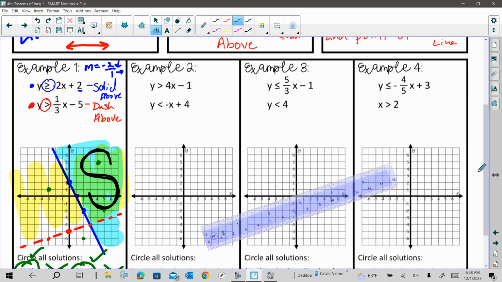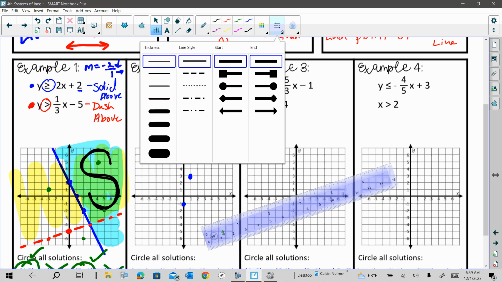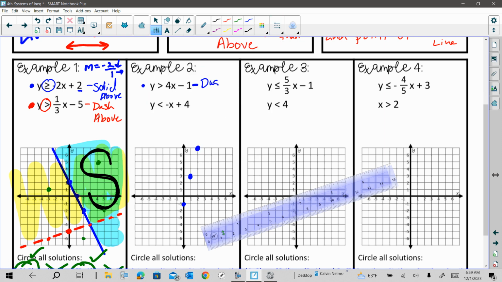Now on example 2 here, we're going to start with y is greater than 4x minus 1. So we're going to start with the -1 on the y-axis as your y-intercept, and our slope is 4. So that means I have to count up 4 and to the right 1. And this would be a dash line. This is dash. And since it's greater than, again, it's going to be above.